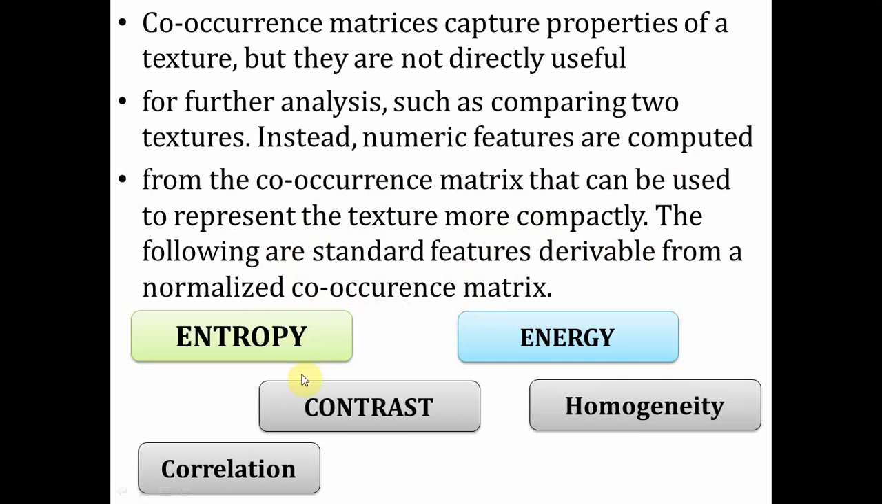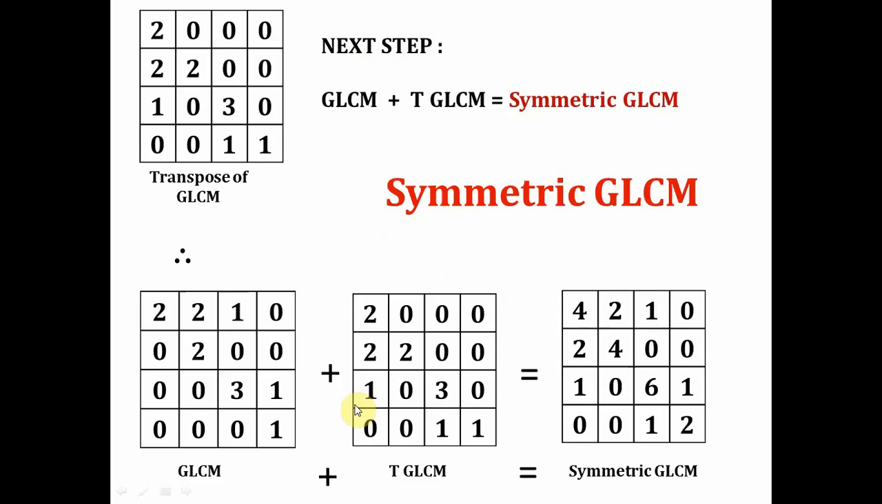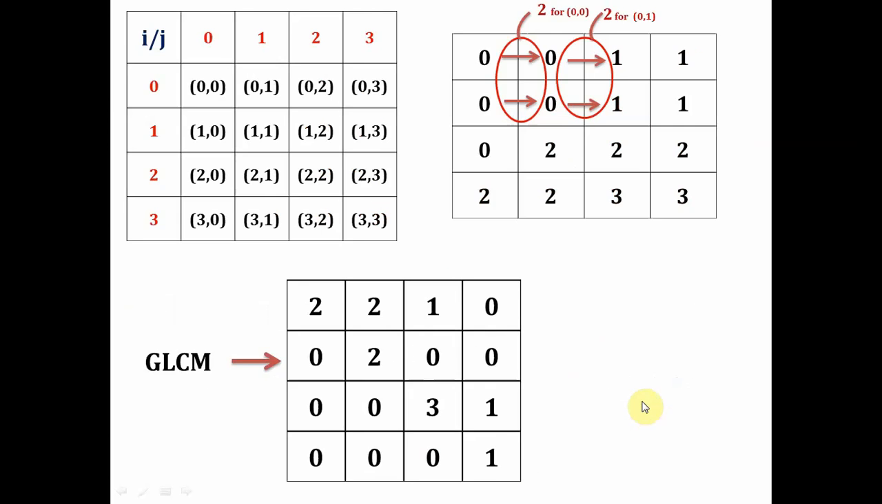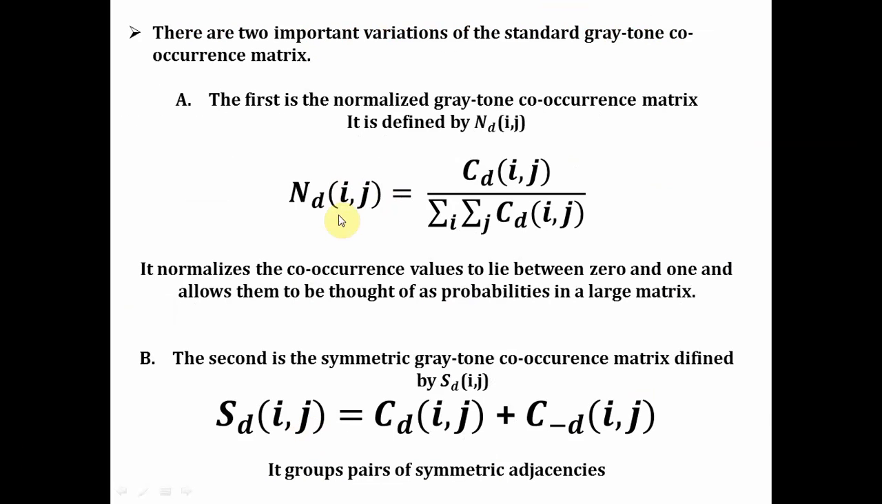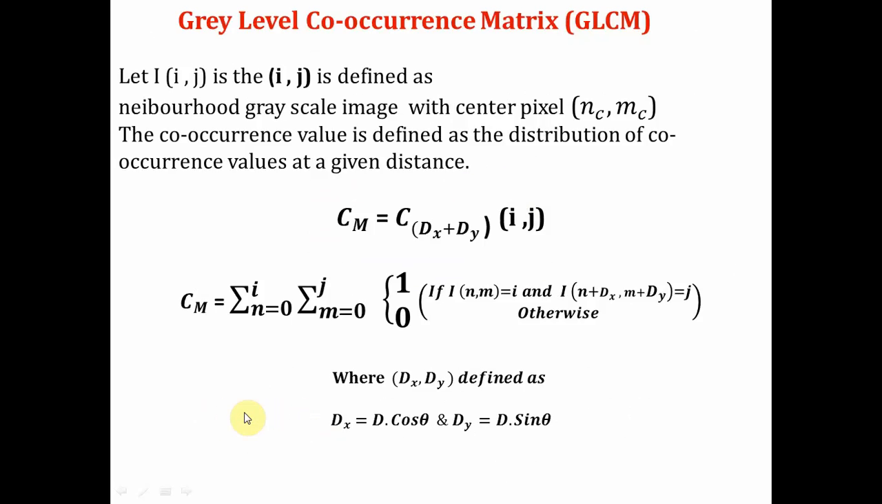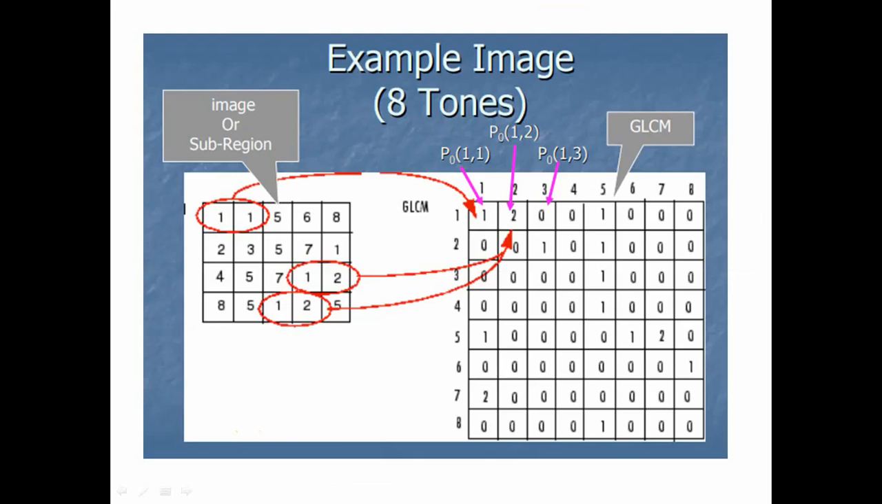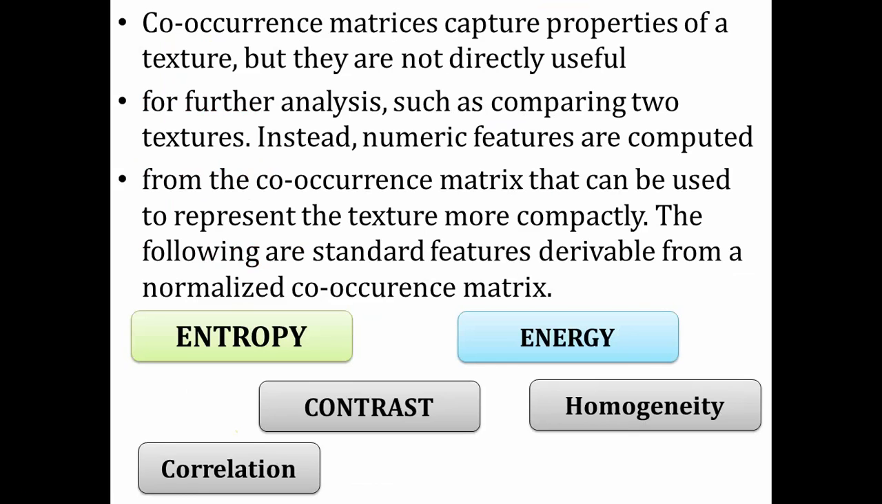So by using the co-occurrence matrix that we have already found, this is the final co-occurrence matrix, where C suffix d ij is the co-occurrence matrix. This is the co-occurrence matrix, this is the normalized co-occurrence matrix, and this is the symmetric co-occurrence matrix. So we'll study how to find the different types of features.